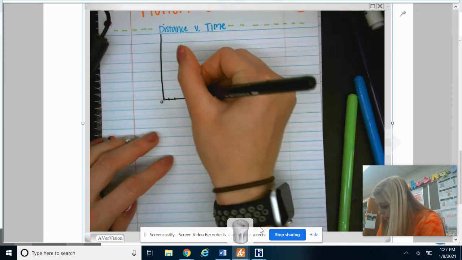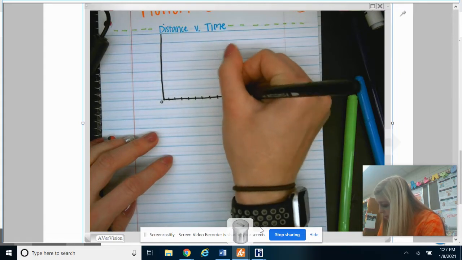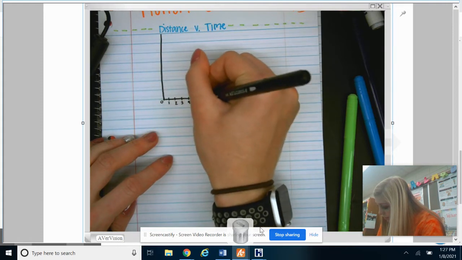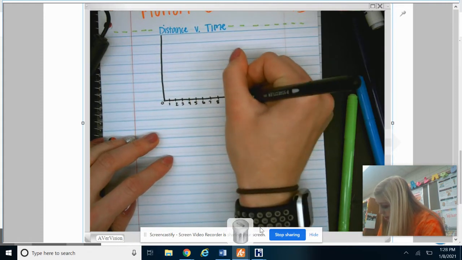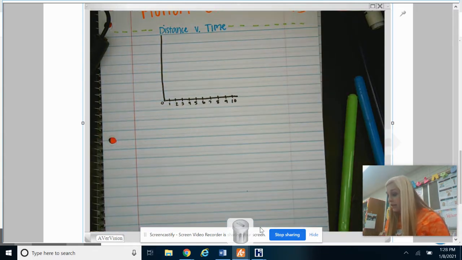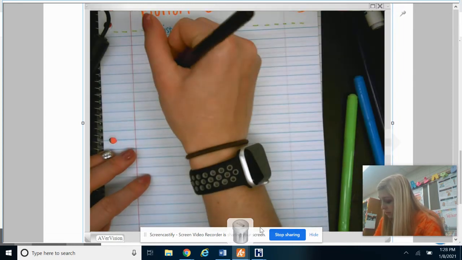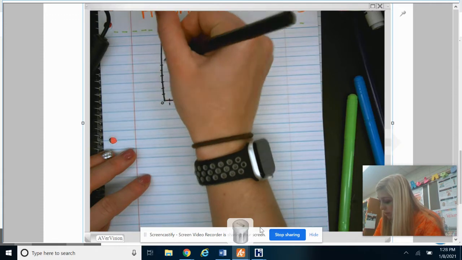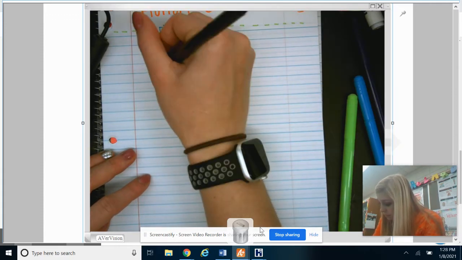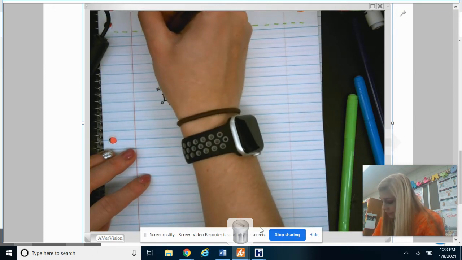1 second, 2 second, 3 second, 4 second, 5, 6, 7, 8, 9, 10. 1, 2, 3, 4, 5, 6, 7, 8, 9, 10. So you might want to do that in pencil in case you mess it up. I got lucky. I didn't mess that up. I'm going to do 5, 10, 15, 20, 25, 30, 35, 40, 45, 50. So 10, 20, 30, 40, 50.